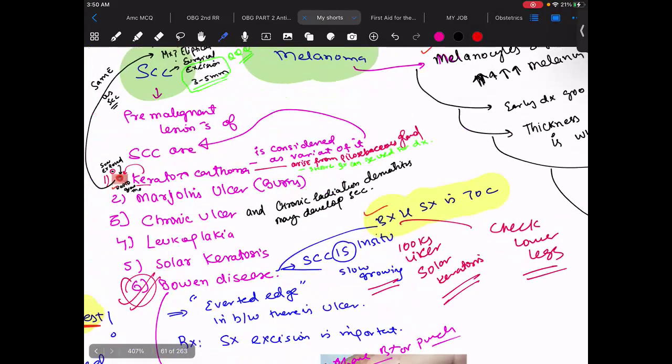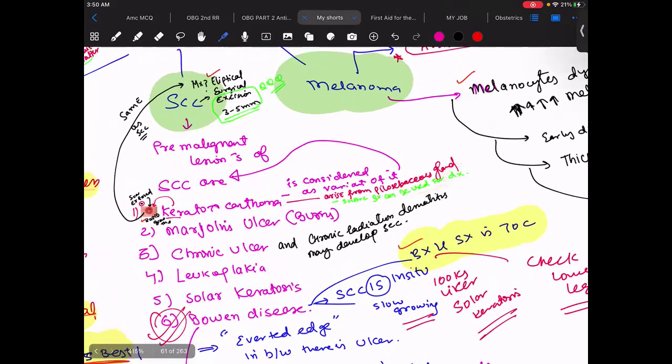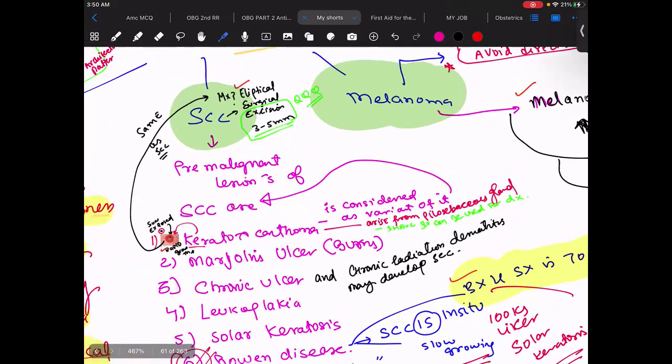After that, if they ask you about the management part, you have to remember the shave biopsy can be used for the diagnosis. Okay, for the keratoacanthoma, it is mostly seen in the sun exposed areas, but remember that as a general rule, squamous cell carcinoma can be seen at sun exposed areas, or it can be seen at non sun exposed areas also. Okay, like the ear, as I said, that is the most common location where you can find the squamous cell carcinoma.